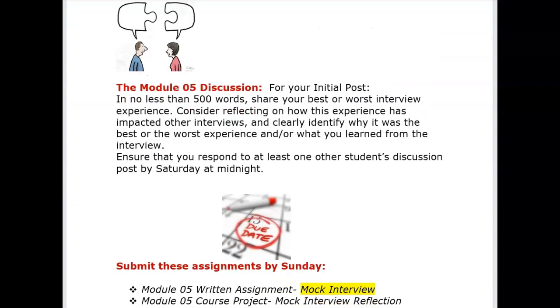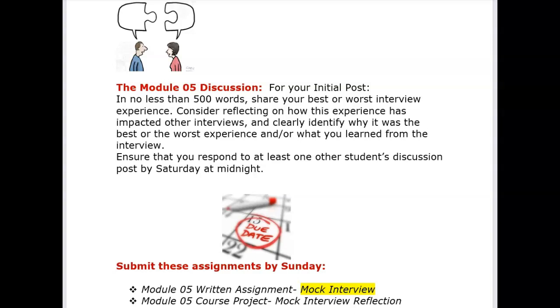All right, so our discussion this week. Once again, just like last week, there is a word count in the directions, so you have to have a really nice long paragraph. You want to share your best or worst interview experiences. Consider reflecting on how that experience has impacted other interviews that you had, and clearly identify why it was the best or worst experience, and then what you learned from it.